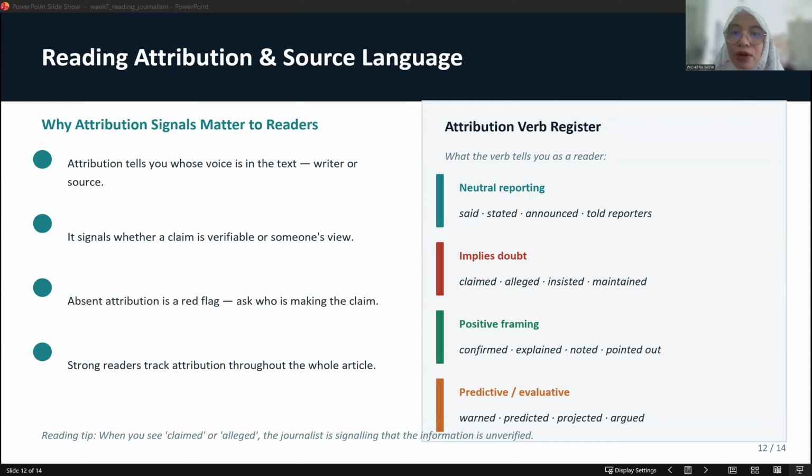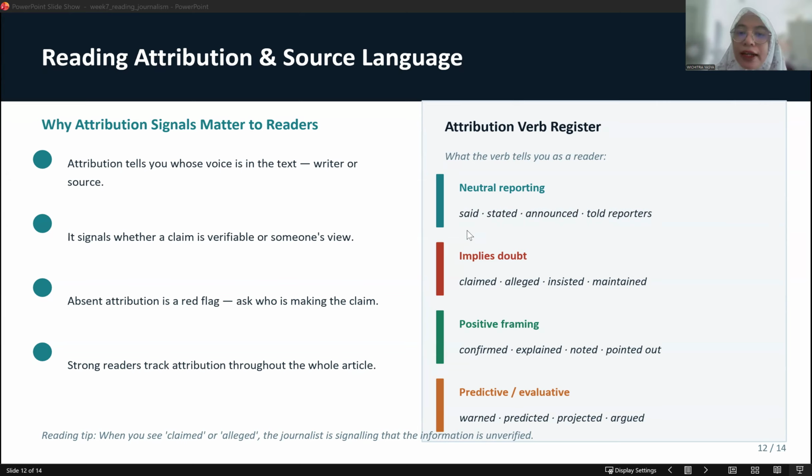Okay. So you need to know about attribution verb register, what the verb tells you as a reader. Neutral reporting is when the journalists use the words said, stated, announced, told reporters. For example, Bambang Brojonegoro told reporters that the economy is thriving. So that is neutral reporting.